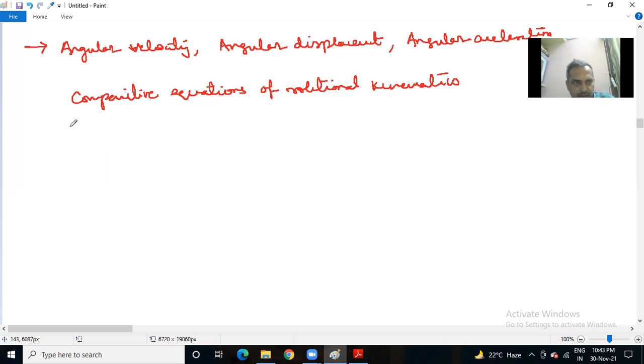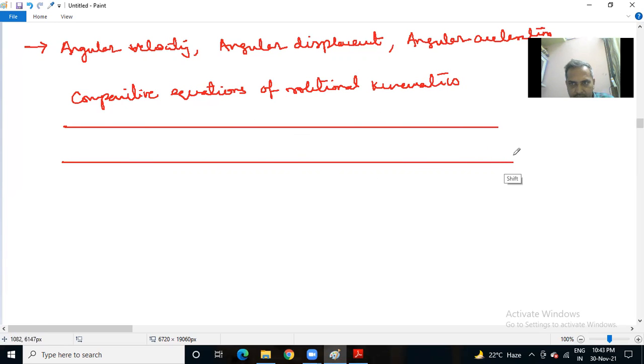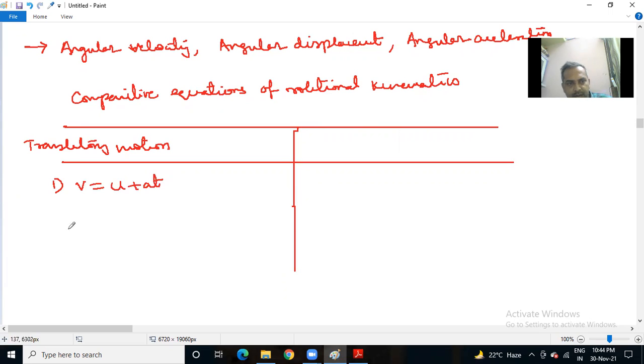So first, let us form a table. On the left side, write the equations in translatory motion. These equations we got in motion in a straight line. The first one is V is equal to U plus AT. How to write the same in circular motion?